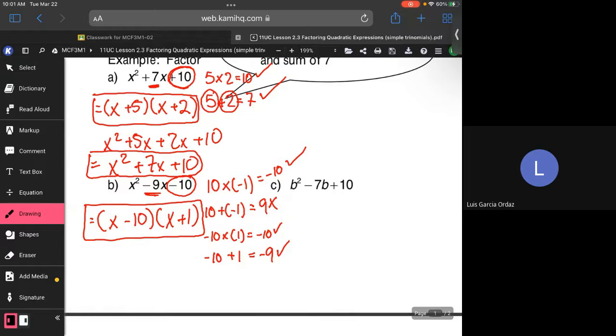So for C, again, I'm focusing on my last number, which is positive 10. Okay? Is my middle number positive or negative? Negative. Okay? My middle number is negative, but my last number is positive.